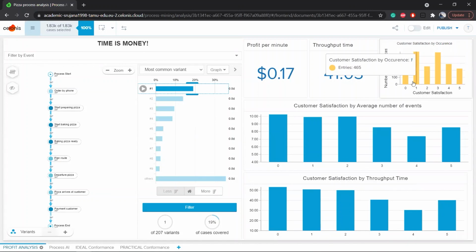And as you can see here, you definitely need to cut down on the number of occurrences where the satisfaction or the rating is below 3.